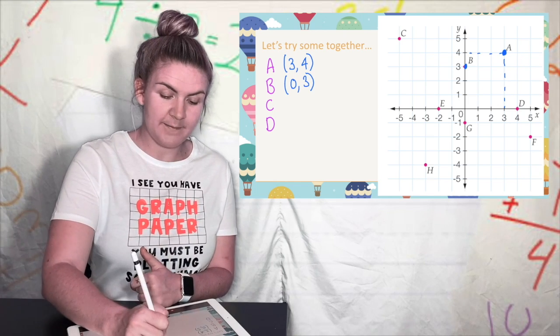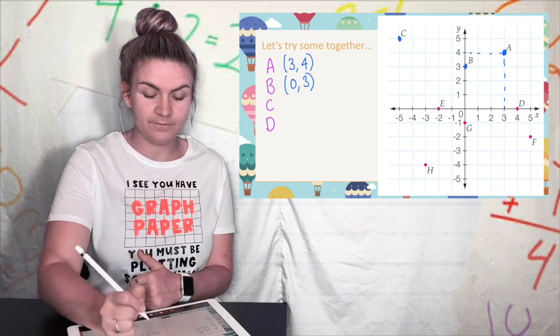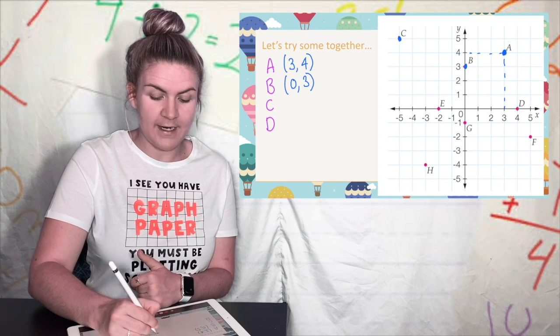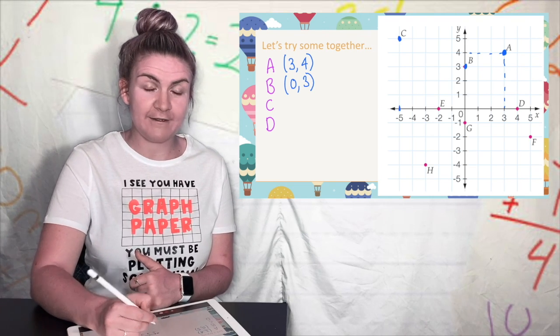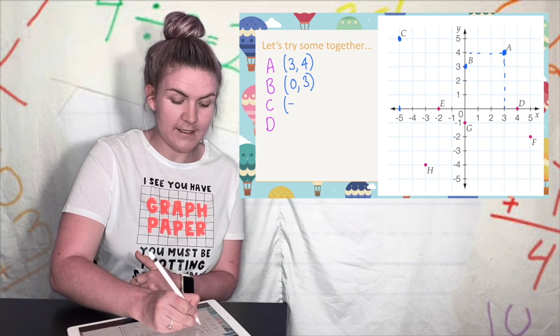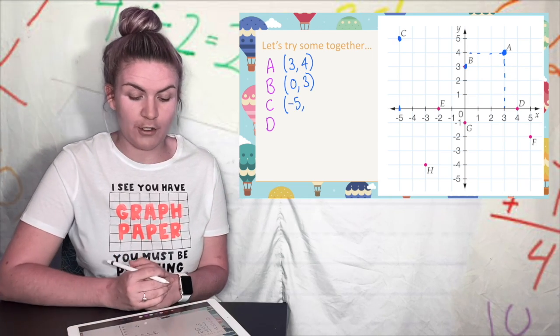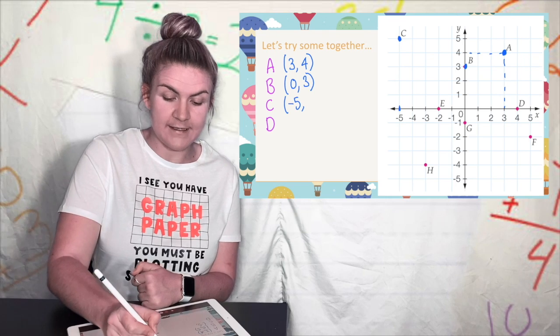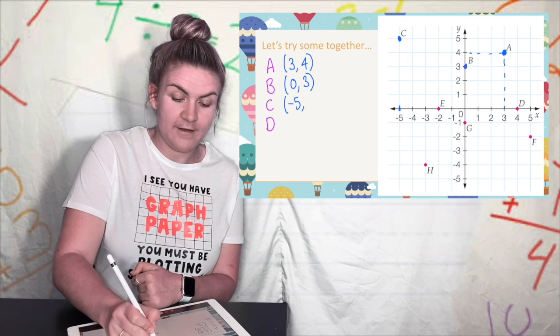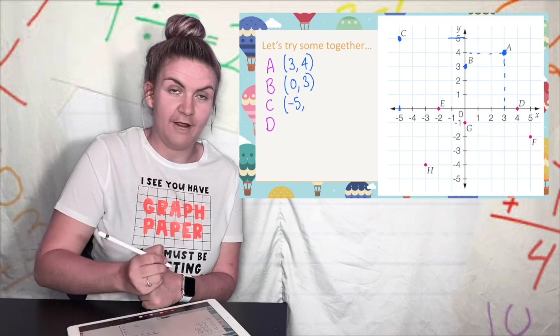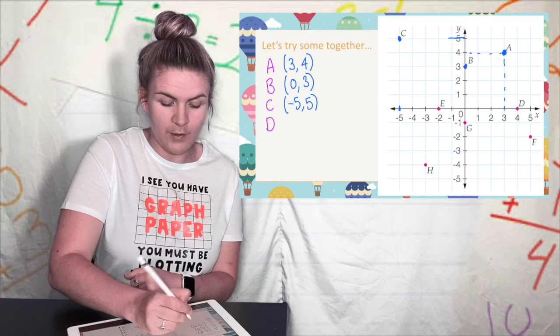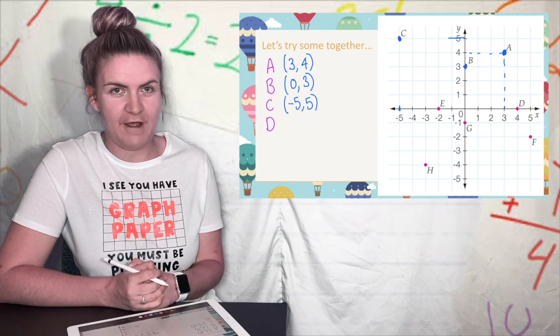C is up here in the corner of the second quadrant. When I look at this and I go down, I notice that it's in -5 for x. So I'm writing the negative and the 5 using my comma. I can see then as I go along vertically that it's also up here the 5 for y. So my coordinate is -5, 5.